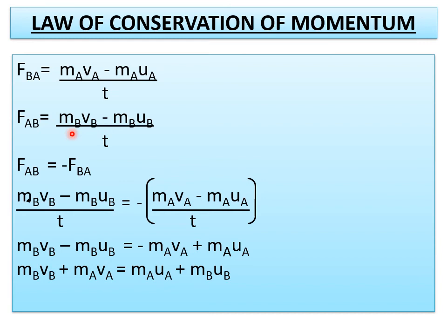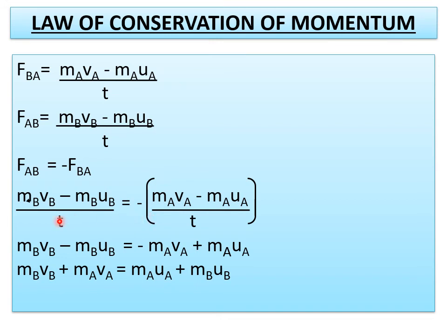Therefore, now we equate that FAB is equal to minus FBA. So what is FAB? It is (MBVB minus MBUB) by t, that is equal to minus FBA. FBA is (MAVA minus MAUA) by t. So this is the equation, and your negative sign is here.